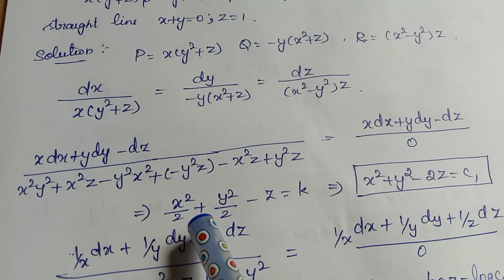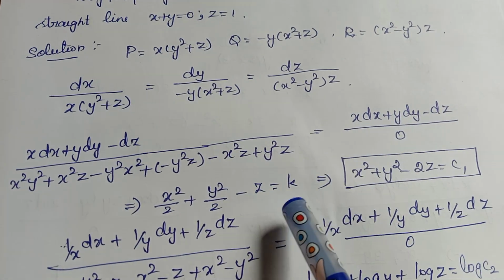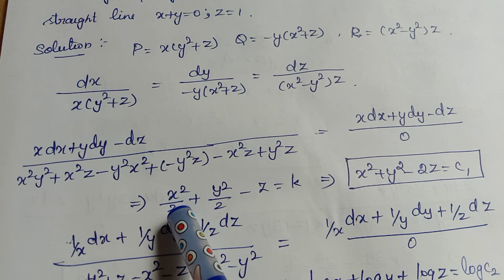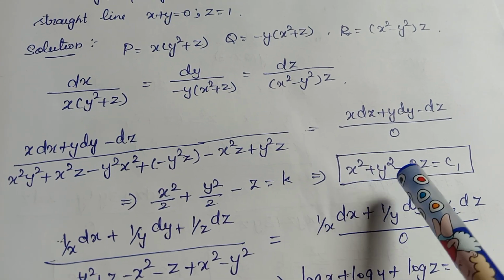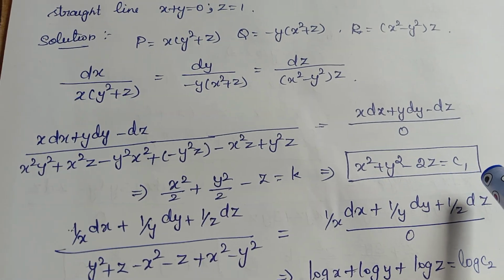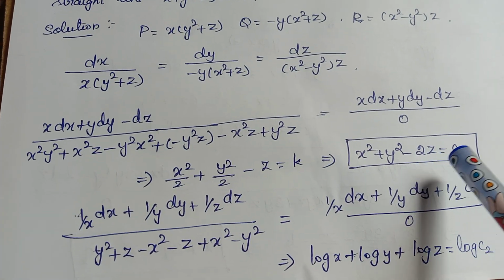So if you integrate the numerator, you will get a constant. x square by 2 plus y square by 2 minus z equal to constant k. You take the LCM, so simply what you get is x square plus y square minus 2z equal to some constant c1. So the first solution is obtained.